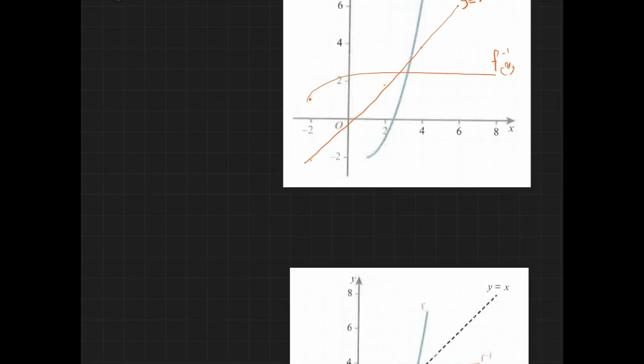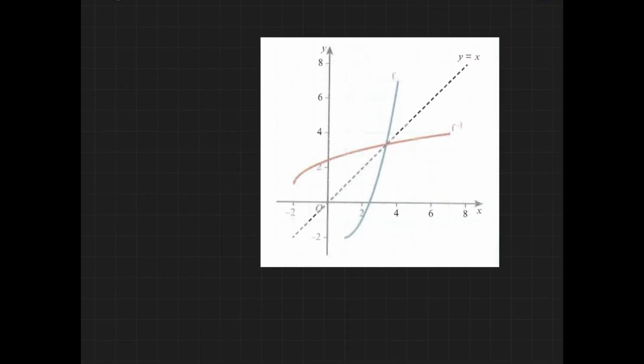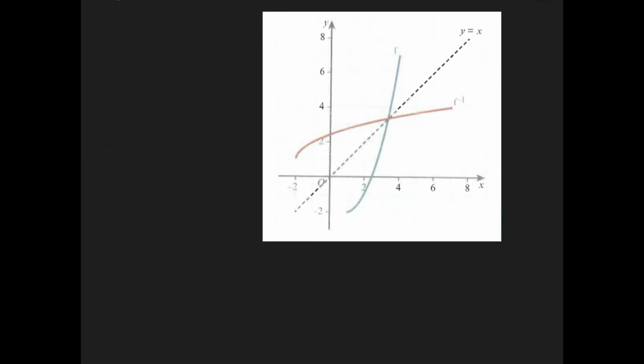For a more clear picture, you can see this diagram which is drawn accurately, and here we have the mirror line y is equal to x. This is the function f, and this is the graph of the function f inverse.